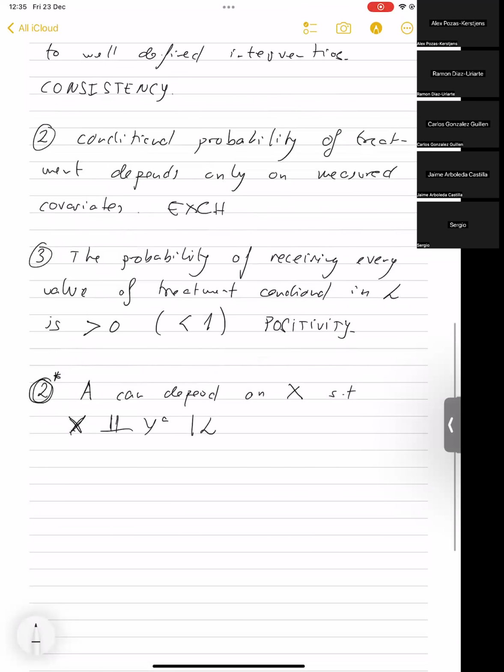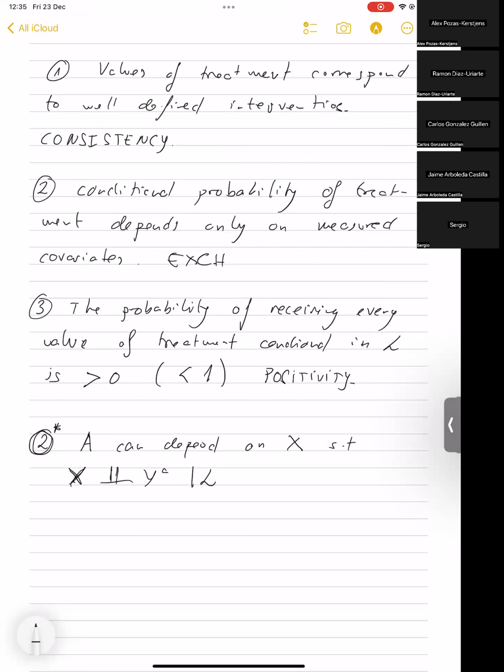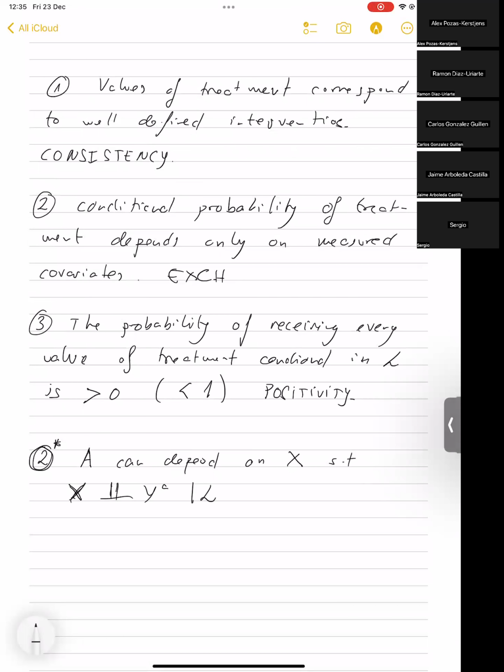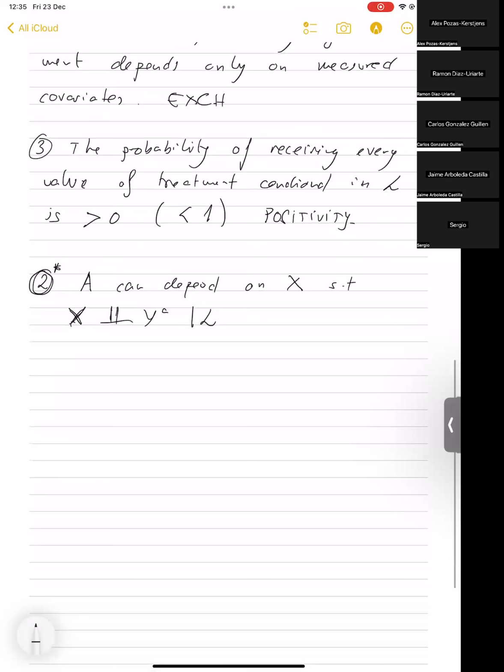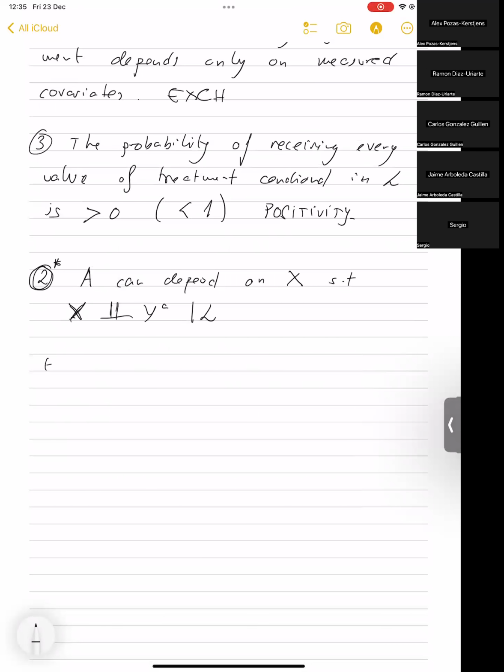So yeah, now for the rest of the chapter, we will discuss each of these three conditions. And we will start with the second one, exchangeability, as we'll go from the less philosophical to the more philosophical one. And the first one is exchangeability.